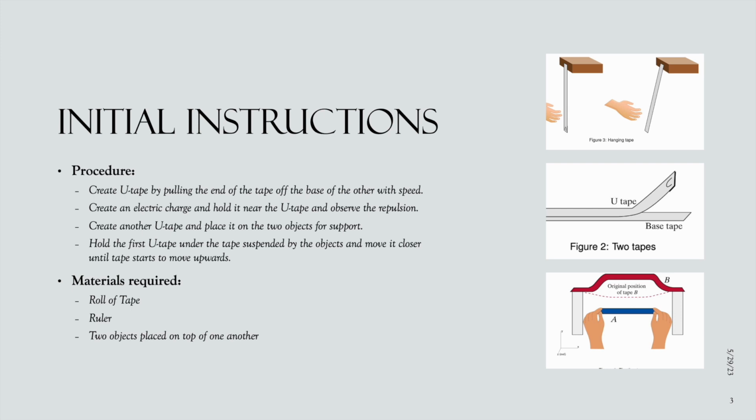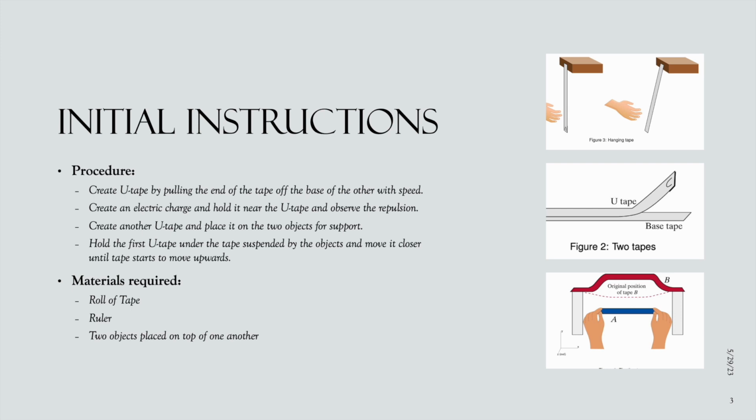Now this is the second part of the experiment. Fourth, and lastly, hold the first U-tape under the tape suspended by the objects and move it closer until tape starts to move upward. Now we're talking about tape B here.